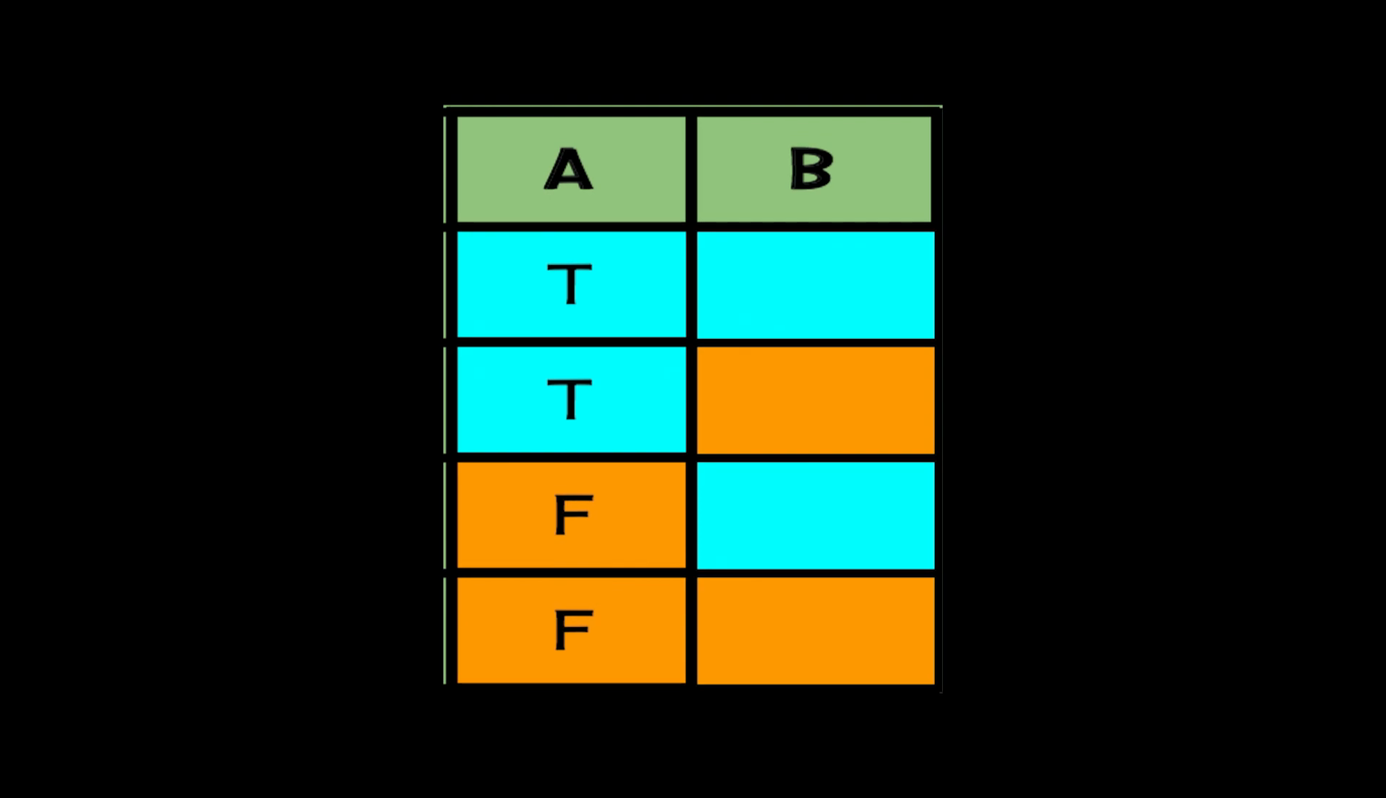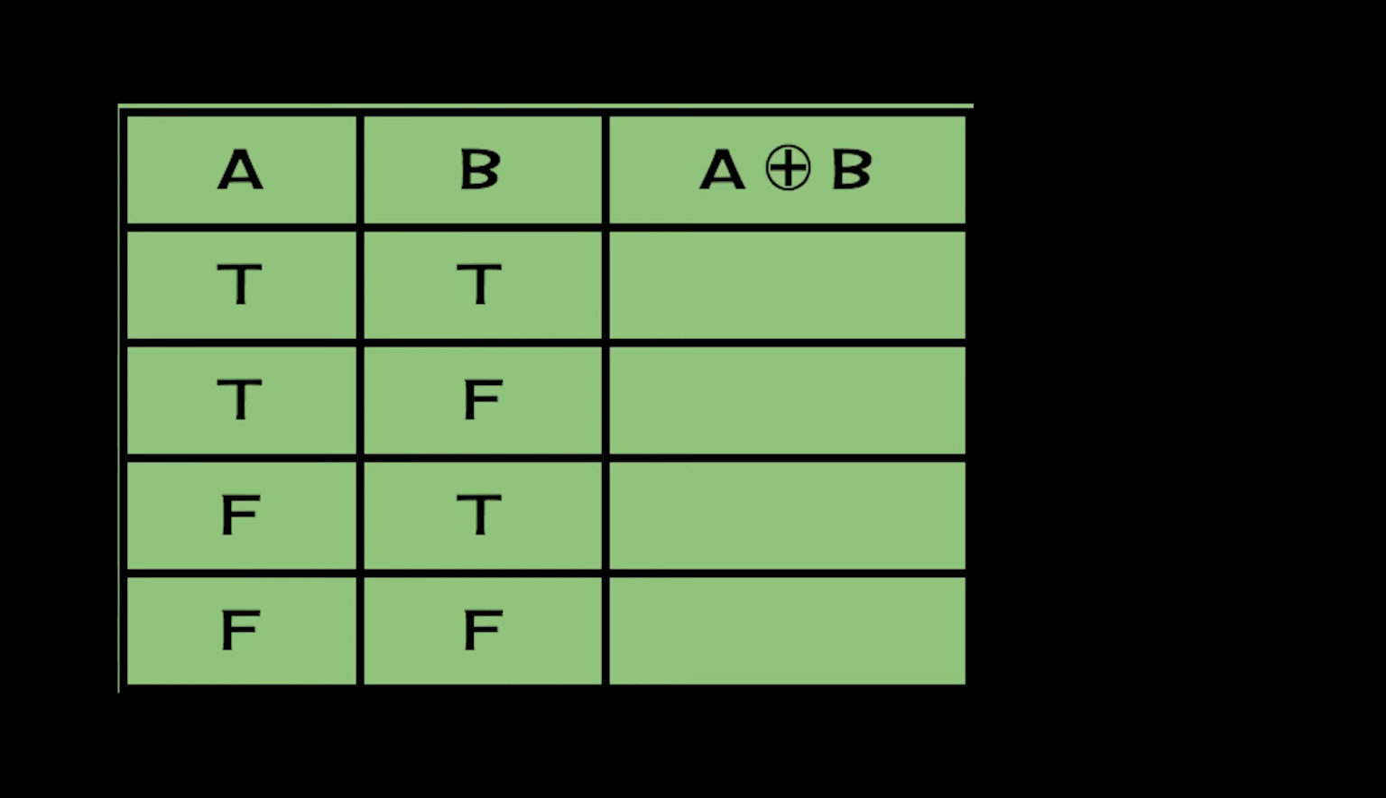We're going to split A in half, with the first 2 being true and the second 2 being false. We're going to split B into fourths: true, false, true, false. And our third column is going to be A XOR B.